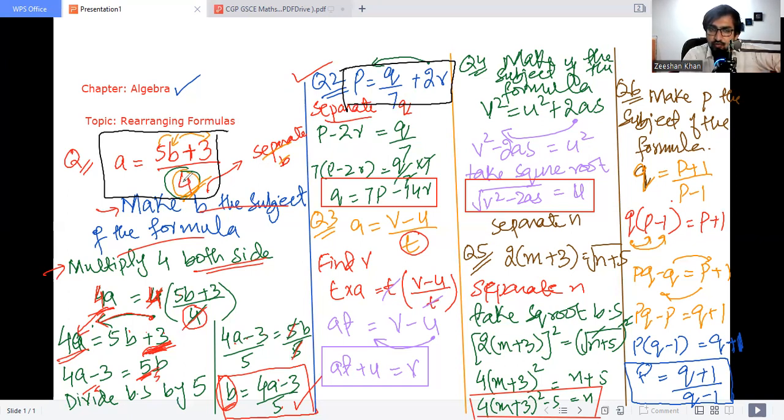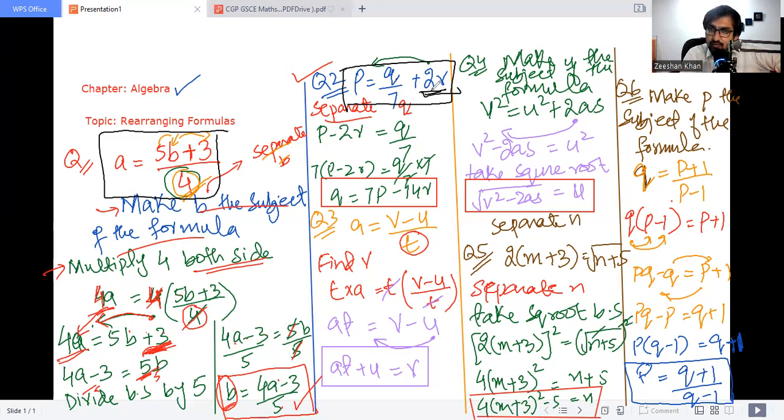If you see, this 4 is in the denominator for both 5b and 3 combinedly. So this 4 is downward, it is below 5b plus 3. But in this case, 7 is only the denominator of q and not for 2r. So 2r is a separate number. Okay, this is a separate term. This 7 is only below this q.